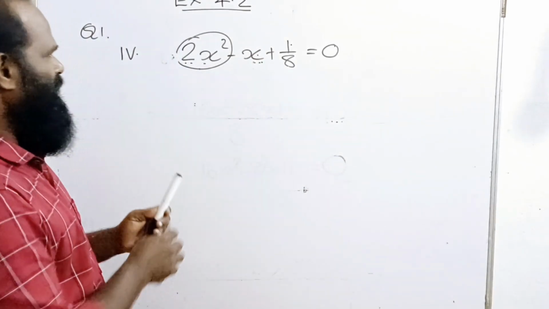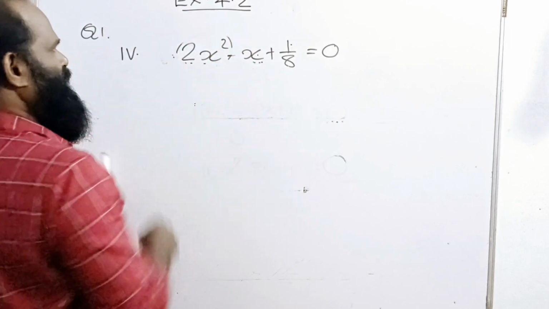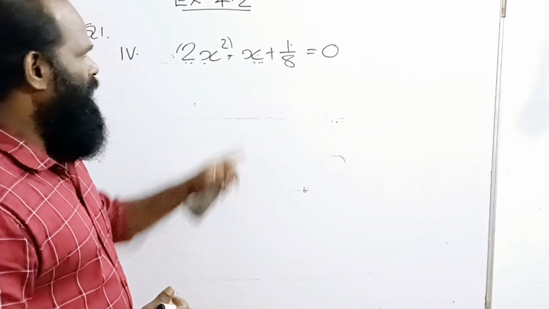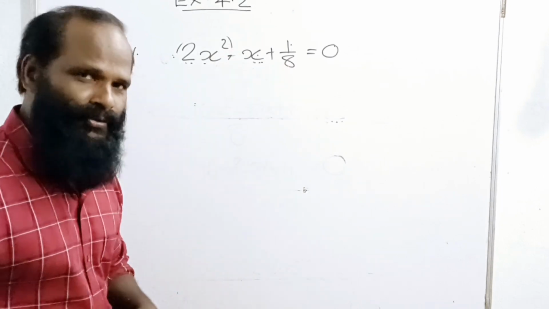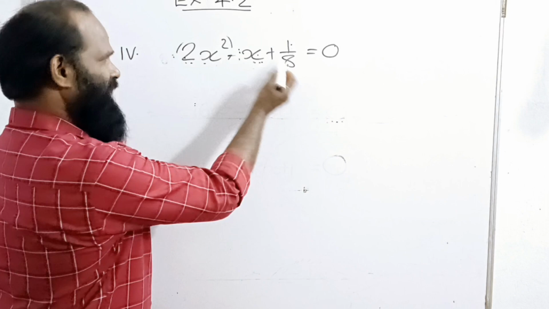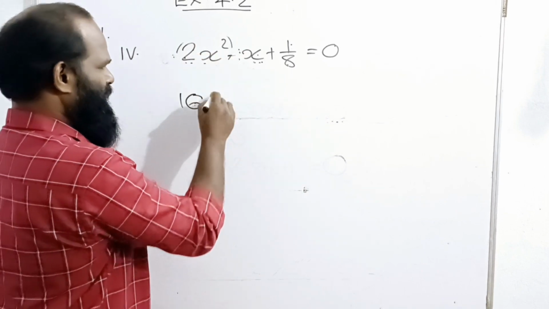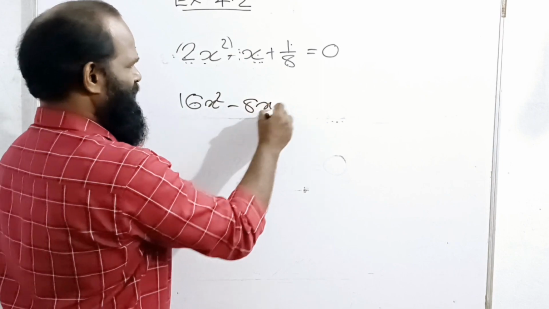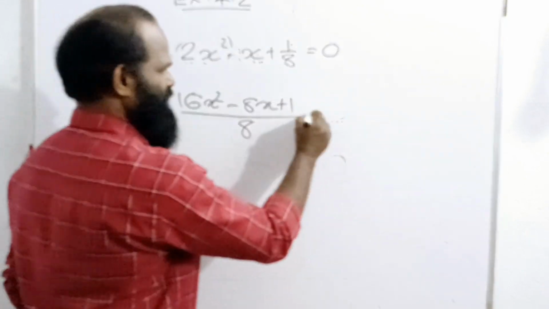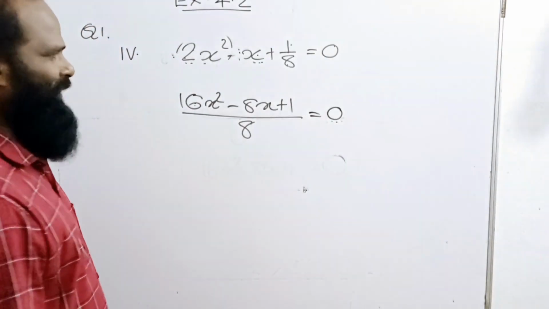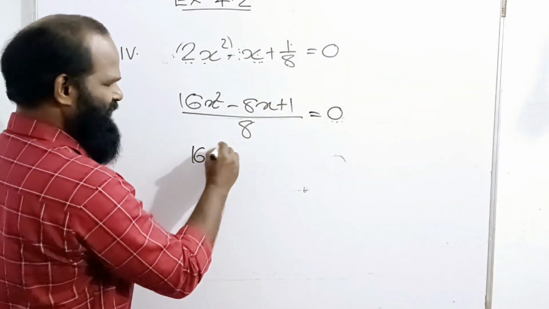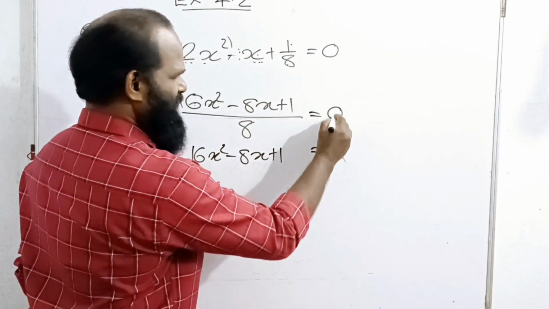Method is this. Denominator is 1, denominator is 1, denominator is 8. So what you have to do is to multiply 2 and the number 1 here with 8. That's all. 8 into 2x squared, 16x squared, minus 8 into x, 8x, plus 1 divided by 8, equal to 0. Cross multiplication, assuming 1 over here, 1 into the 8 times becomes 16x squared minus 8x plus 1 is equal to 0 into 8, 0.